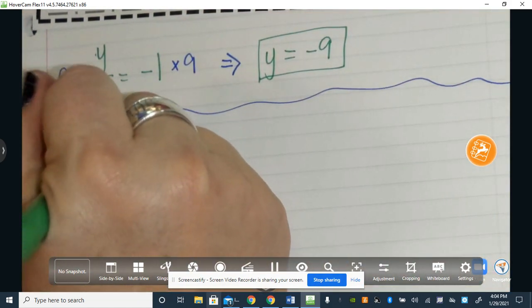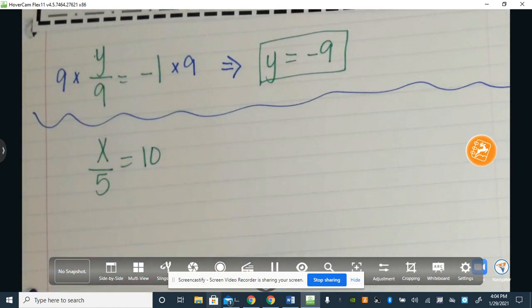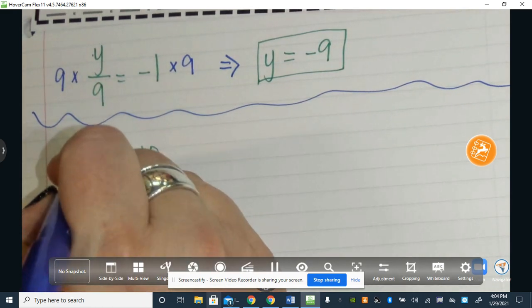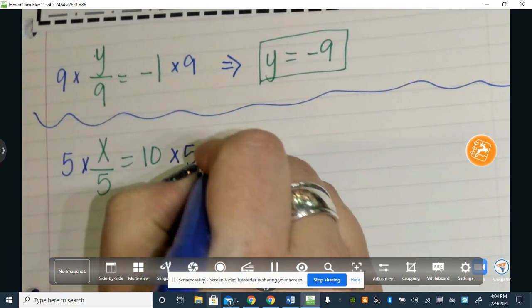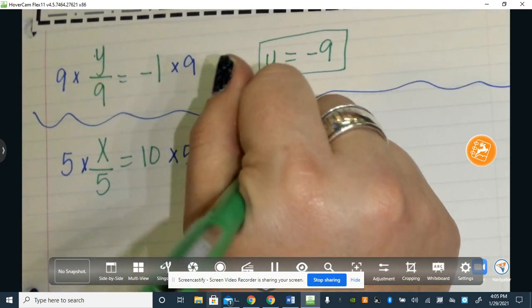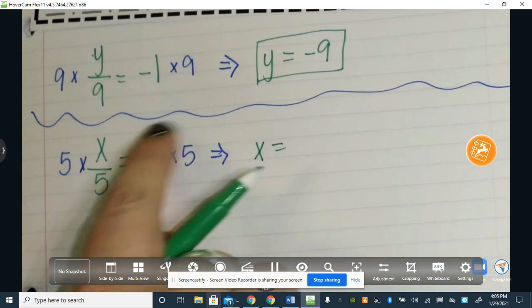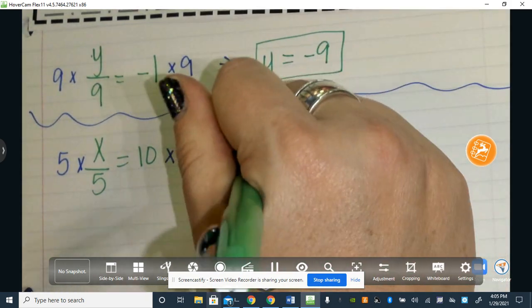So x divided by 5 is equal to 10. I need to get rid of this. The variable is x. I need to get rid of this dividing by 5. So I need to multiply by 5 on each side. This gives me then x equals, the equal sign stays the same, and then I need to solve this. 10 times 5 is 50. So x is equal to 50.